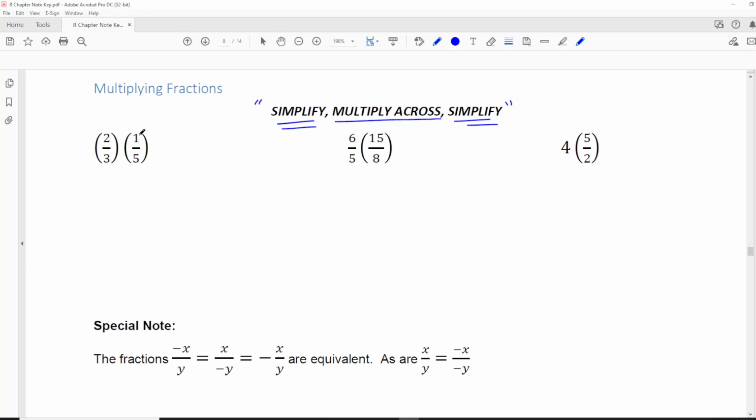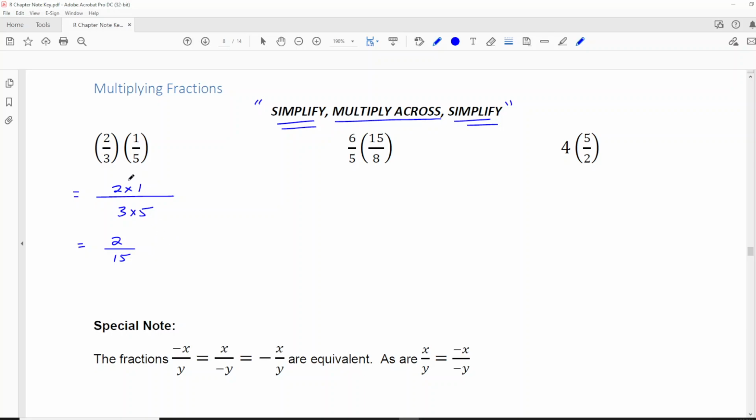We've got 2/3 times 1/5. This one, I'm going to ignore the simplify first. I'm going to simply multiply across. What that means is I'm going to multiply my numerators, so 2 times 1, over my denominators, 3 times 5. So I've got 2 times 1 is 2 over 3 times 5 is 15.